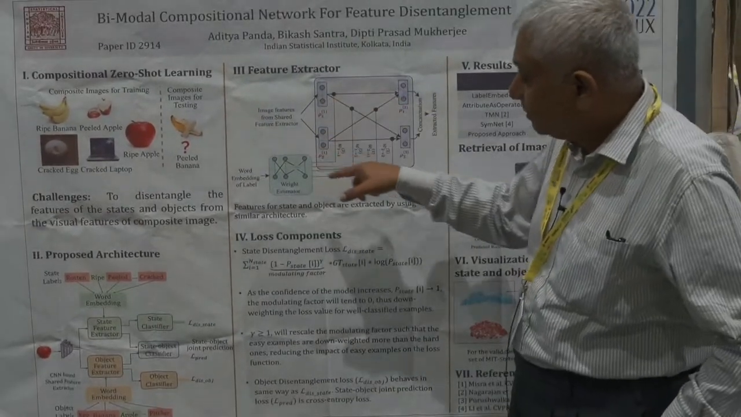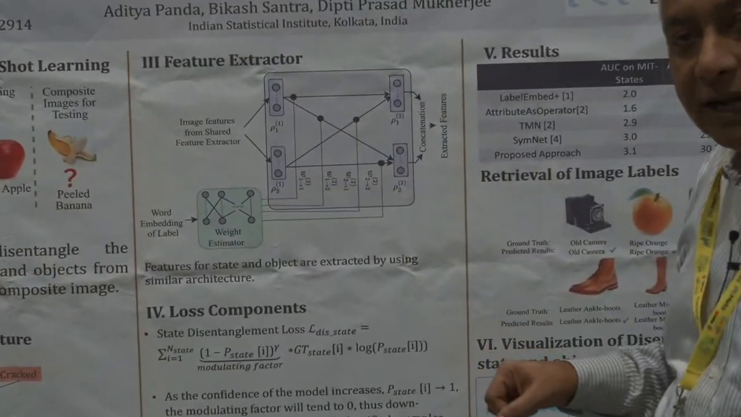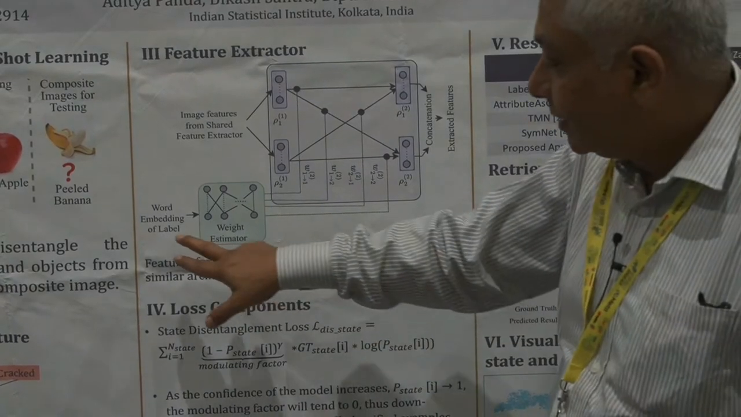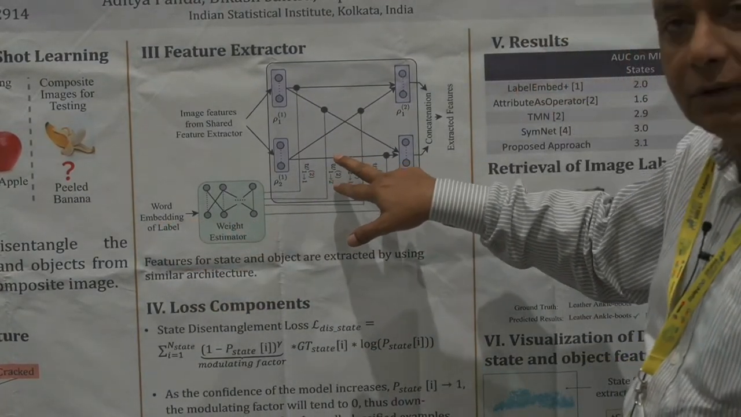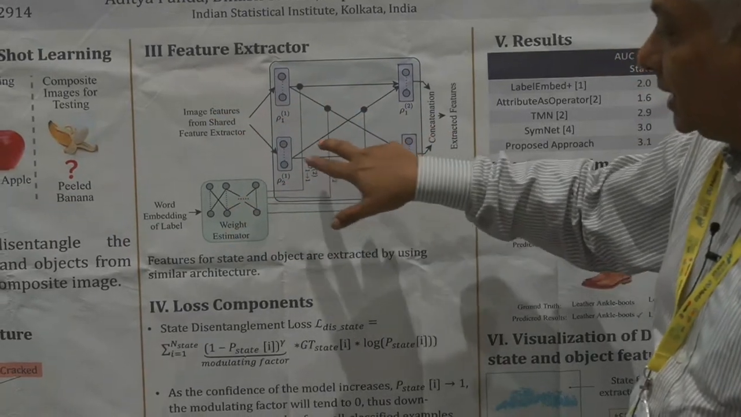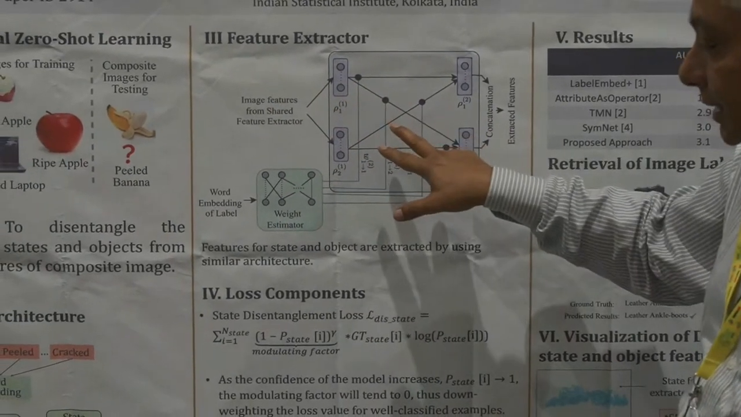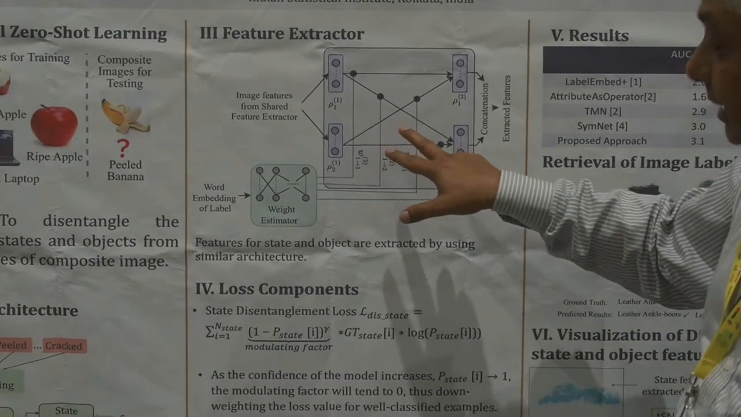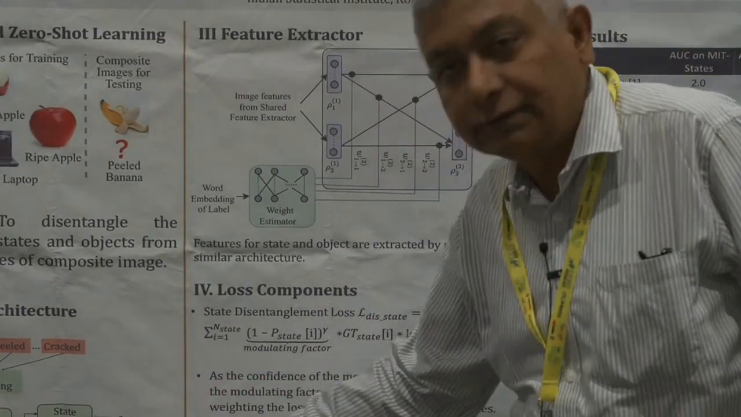In the architecture part, the one that needs to be highlighted is there are word embedding features and then there are image features. So these word features and image features are combined and optimized by optimizing these loss functions.